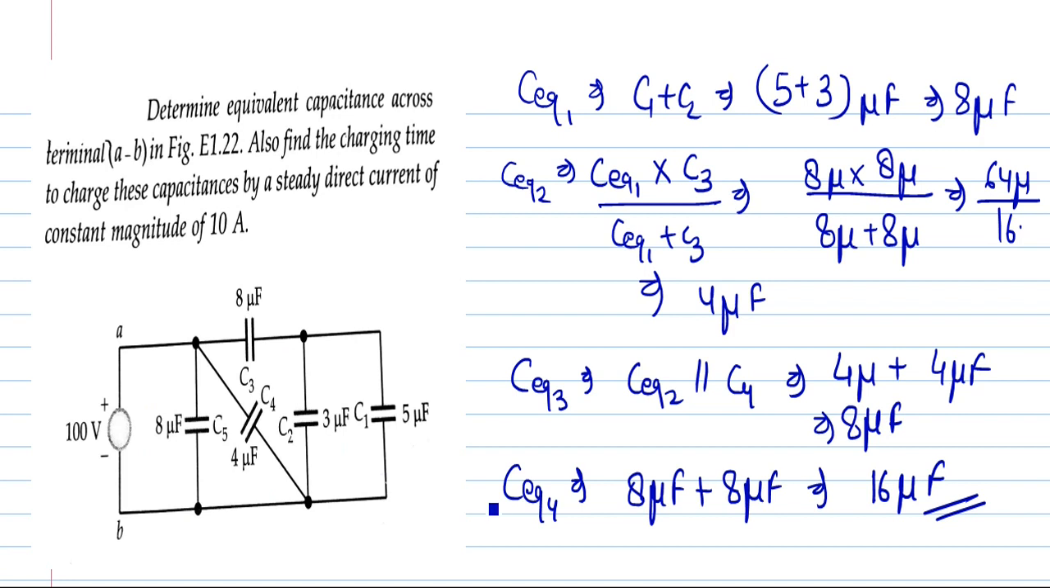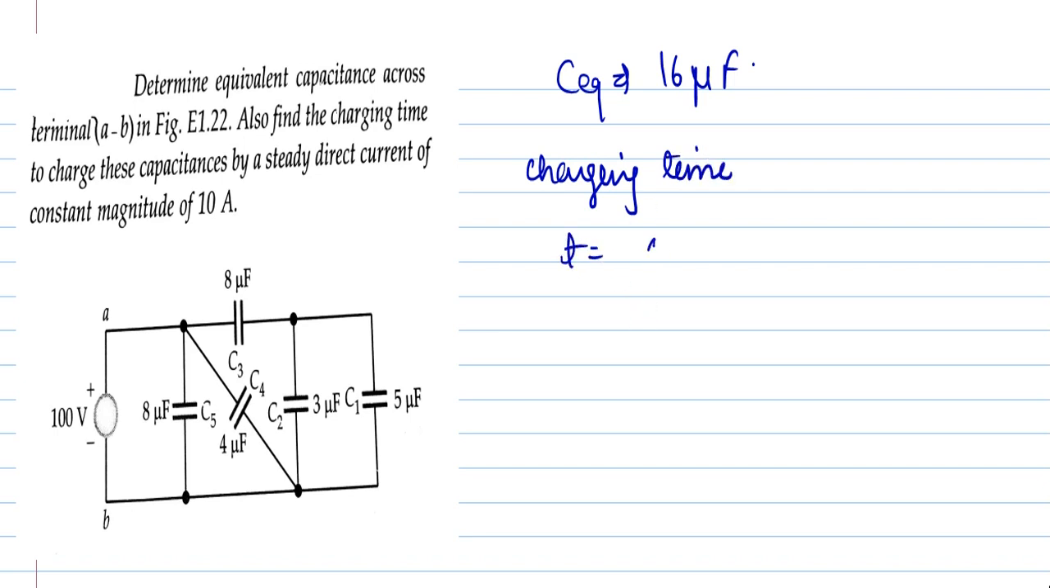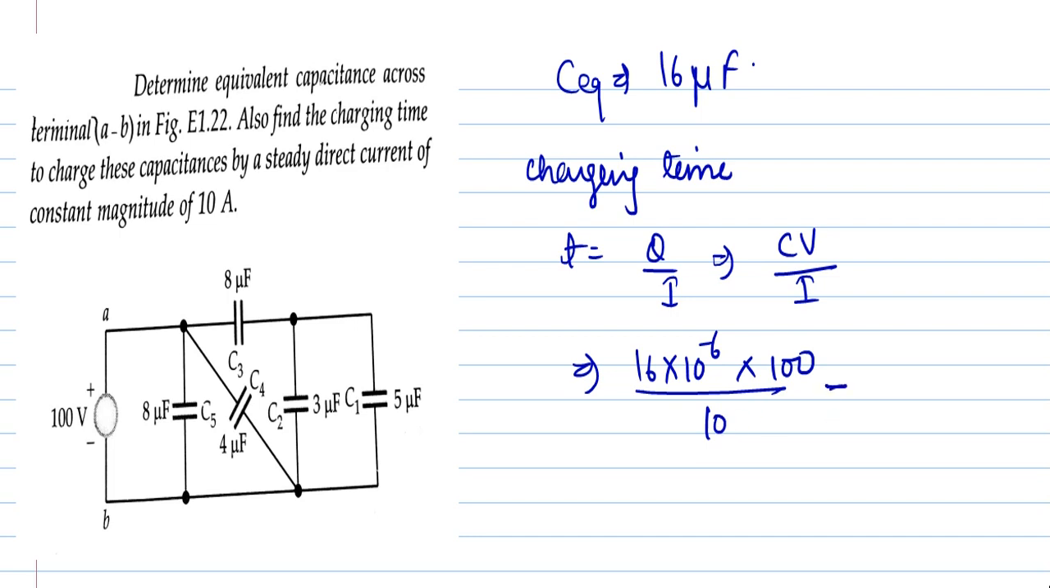Next we have to find the charging time to charge these capacitances. Now we have obtained the equivalent capacitance for this combination as 16 microfarad. It is asking for the charging time. So charging time T equals Q upon I. Q we know is CV, so CV upon I. C here is 16 micro into V, which is given as 100, upon current, which is 10 ampere. Solving this we will get 160 microsecond. So this is the charging time that is needed to charge the capacitances.